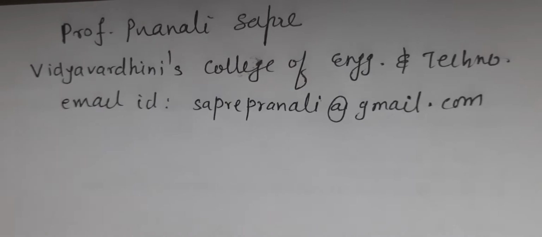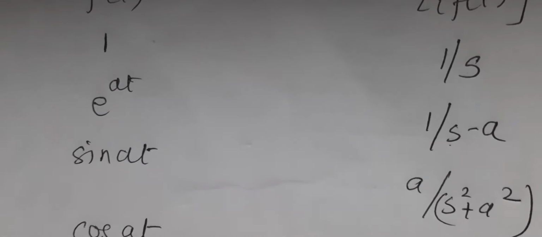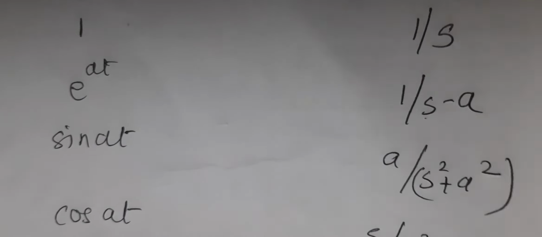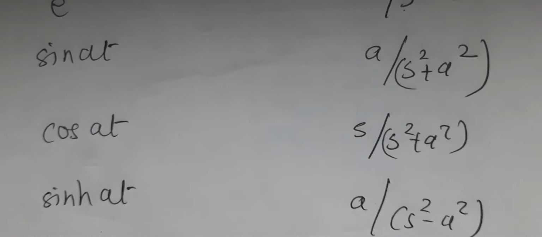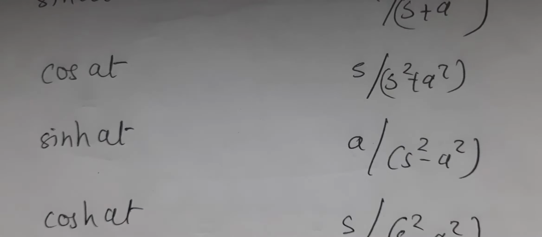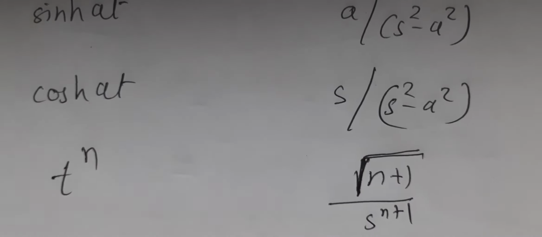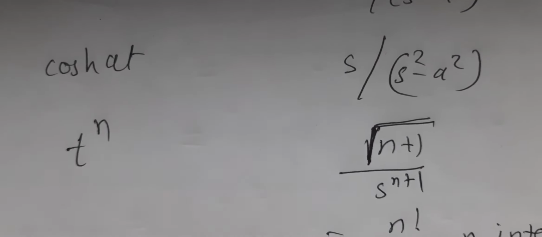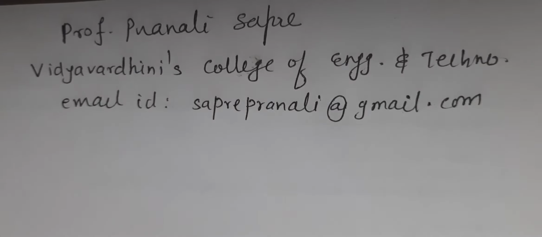Let's have one recap. We have seen some standard formulae where we had Laplace of 1 is 1 by s, Laplace of e raised to at is 1 upon s minus a, Laplace of sin at is a upon s square plus a square, Laplace of cos at is s upon s square plus a square, Laplace of sin hyperbolic at is a upon s square minus a square, Laplace of cos hyperbolic at is s upon s square minus a square, and Laplace of t raised to n is gamma n plus 1 upon s raised to n plus 1. Now these were the standard formulae we have seen.